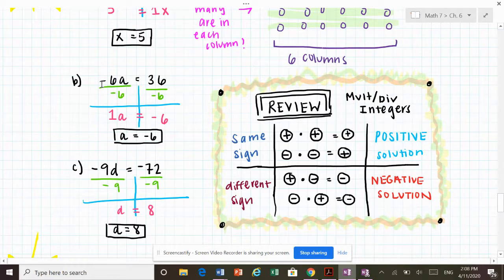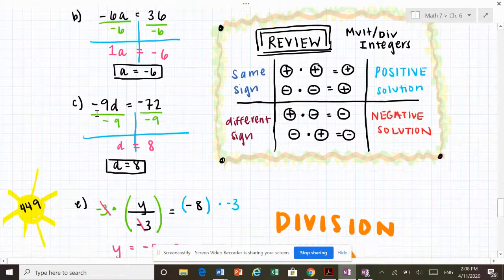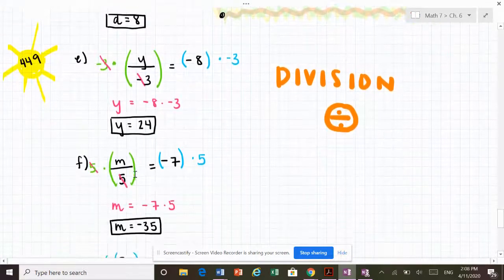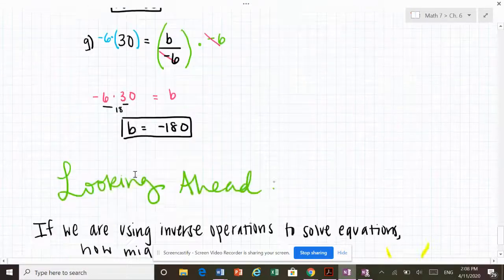So let's go back to B. Negative 6a equals 36. The inverse operation would be divide by negative 6. What you do to one side, you do to the other. And that's going to give me negative divided by negative is positive, so positive 1a equals negative 6. So a equals negative 6. Example C, negative 9d equals negative 72. Do the inverse operation. What you do to one side, you do to the other, and you should get d equals 8.